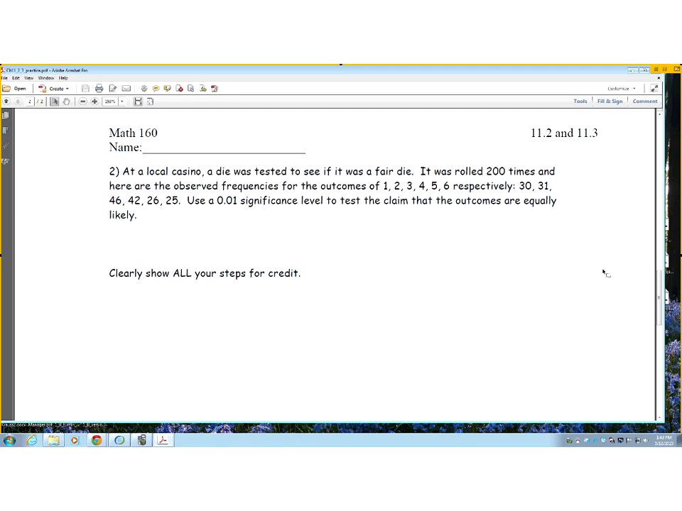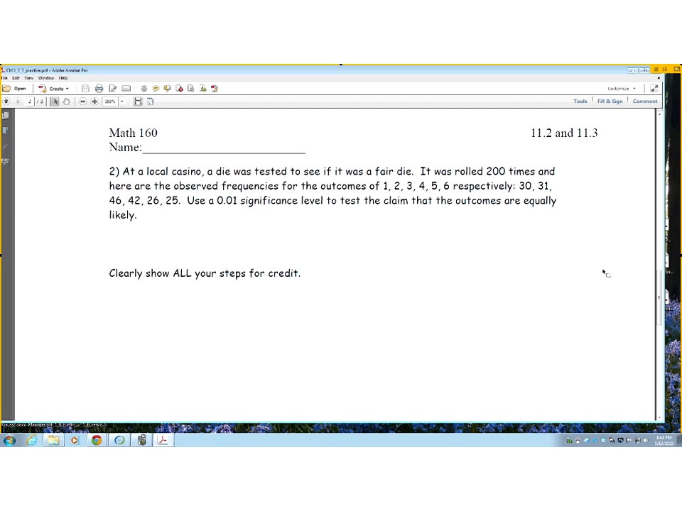Okay, and then I have another one. How about this one? Is it an ANOVA question? Yeah, it's definitely not ANOVA, right? Okay, do you think it's an 11.2 or an 11.3 question? So we're testing the claim that the frequencies are all the same or the probabilities are all the same. In this case, it says outcomes. All right, but the outcomes are equally likely. So 11.2, correct? For 11.2 we had categories.